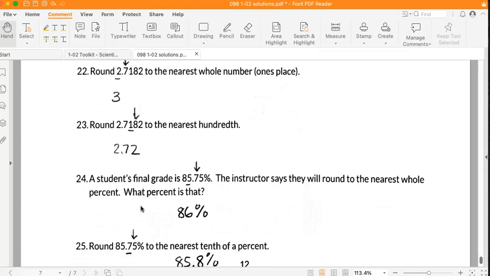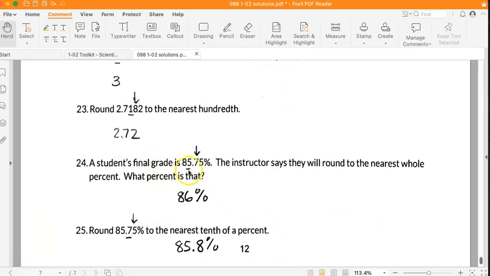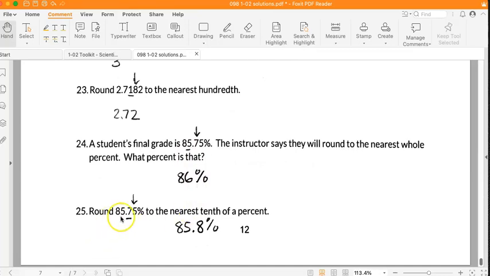And finally, what if your final grade is 85.75% and the instructor says they will round to the nearest whole percent? Well, the nearest whole number means that we're rounding to the nearest ones place, and that would round up to 86%. If I wanted to round to the nearest tenth of a percent, then we're rounding to the 7, to the tenths place. Underline the 7, and we round up to 85.8%. So that's probably review for you, but I hope that's helpful.